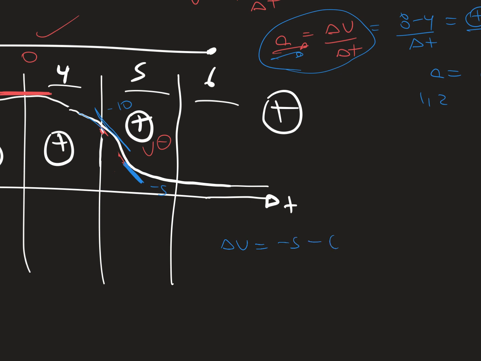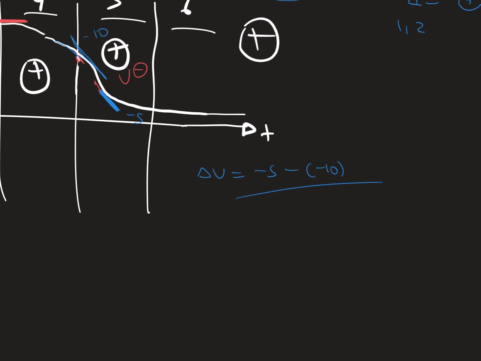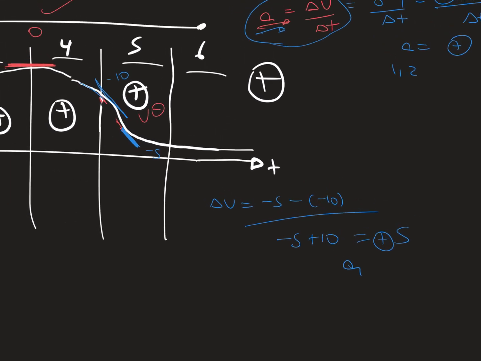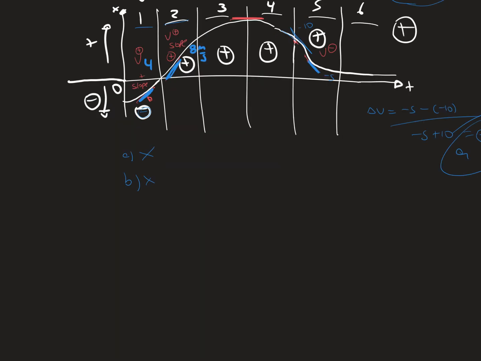-5 minus -10. As we solve that, we get -5 plus 10. So 10 minus 5, or minus 5 plus 10, that should give us 5, which is positive. So that means that in region 5, although the velocity is negative, we got a positive acceleration.